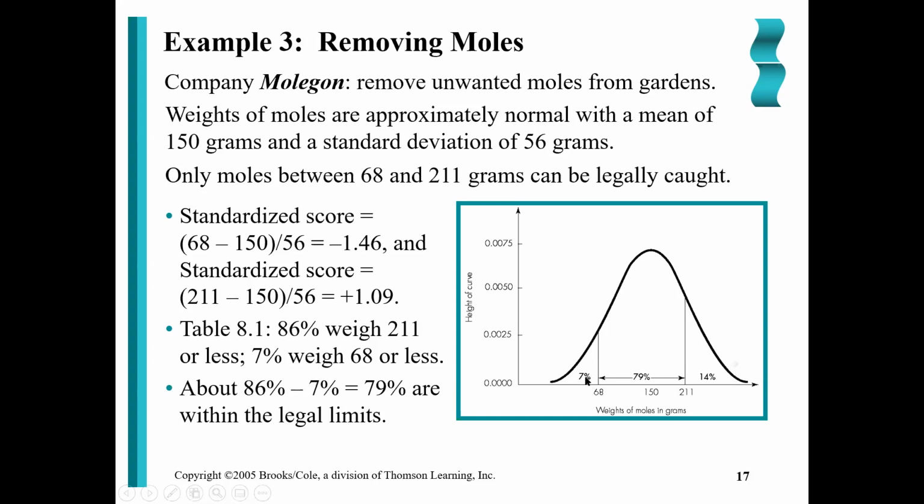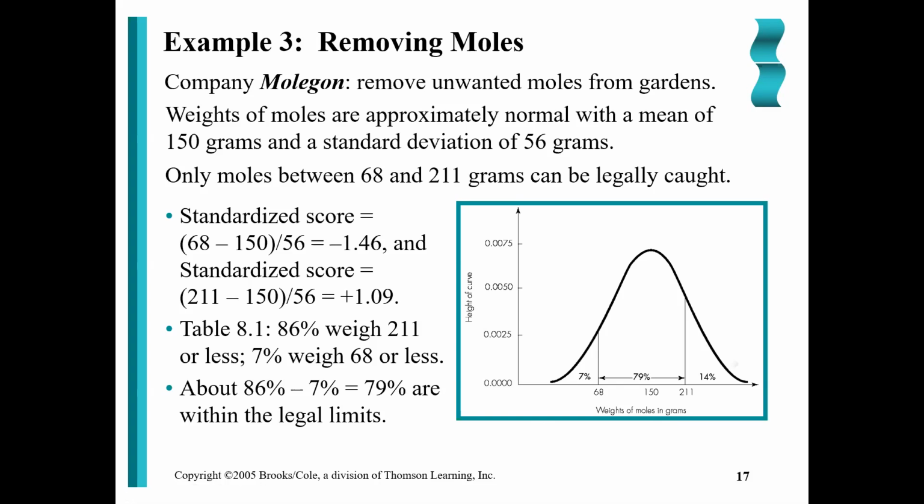And if we wanted to know the area in between these two, we just subtract the 7%. We subtract this area. So this whole area to the left minus this small area to the left gives you a percentage in between, which is 79%. This is another type of calculation that's sometimes done when we have a bell-shaped curve. We can figure out things like this.